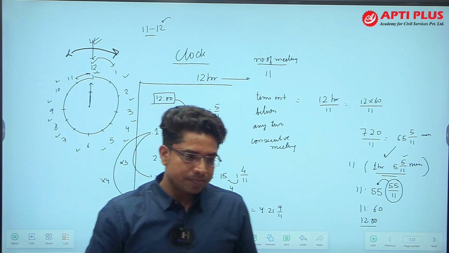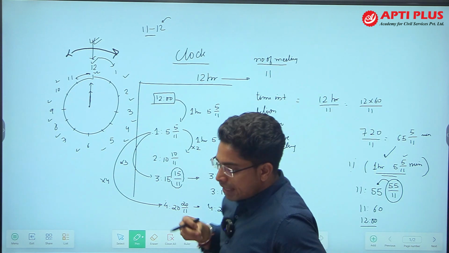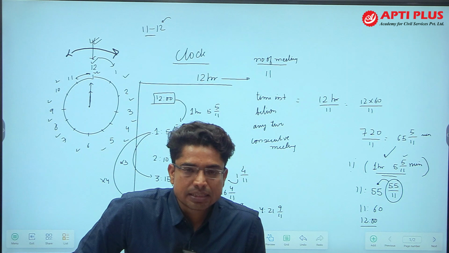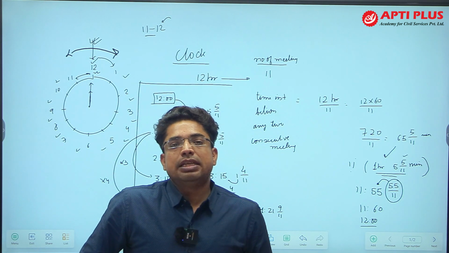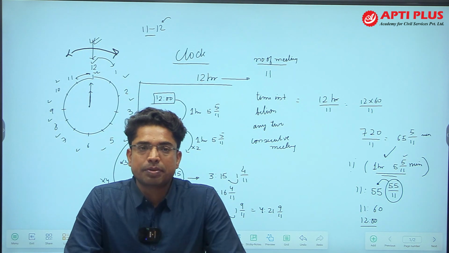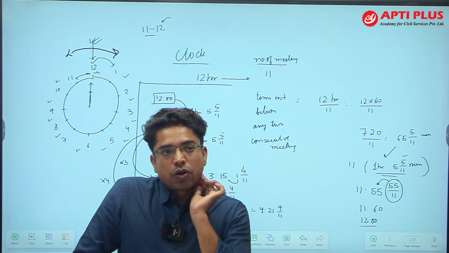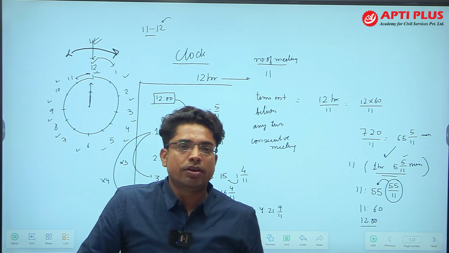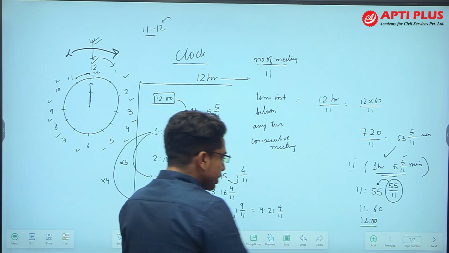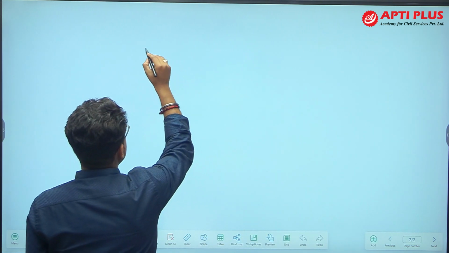Moving ahead with the same, the type of question that is asked in the clock section is generally that they'll give you a time and ask you the angle. For example, what is the angle between the hands of the clock at 4:40? This was one of the questions asked in CSAT.